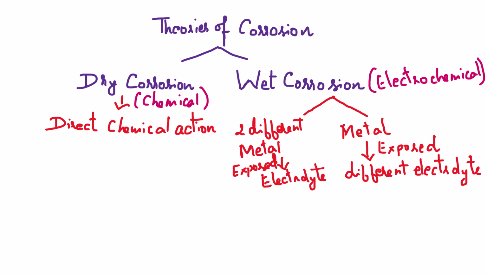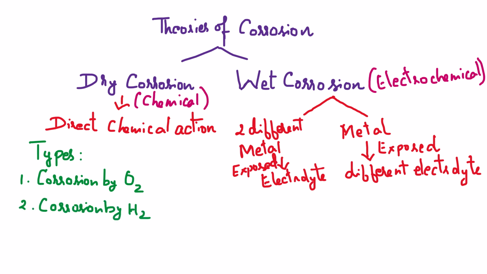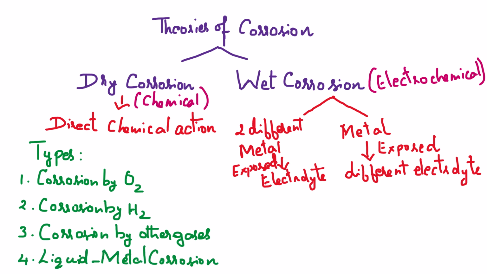Wet corrosion may be due to either two different metals exposed to an electrolyte or one metal exposed to different electrolytes. The types of dry corrosion: corrosion by oxygen, corrosion by hydrogen, corrosion by other gases, liquid metal corrosion.